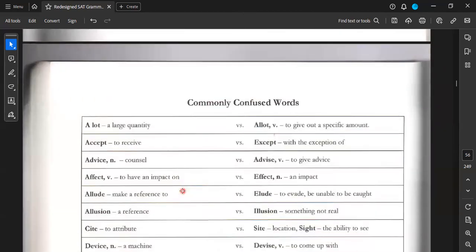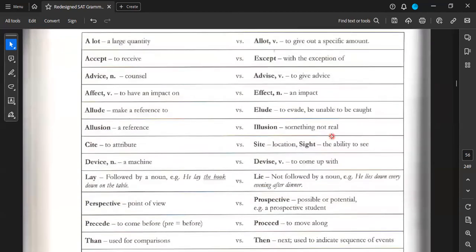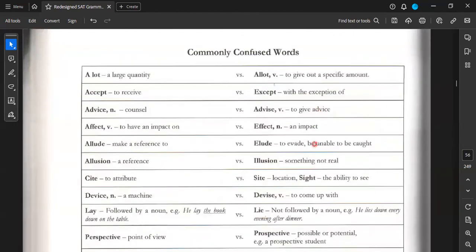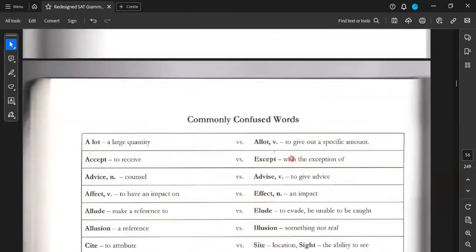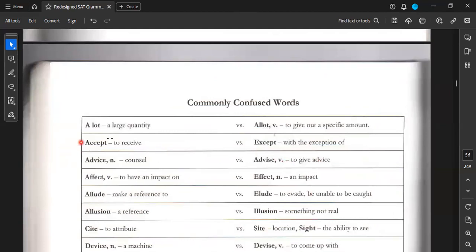Okay, and this is a list of some commonly confused words, right? So for example, you have allot. Allot means to give out something, so you like to allot money to a project, for example. You have accept, which means to receive, but then you have except, which means with the exception of. You have advice, which is a noun, right? But when you advise someone, that's a verb. You have affect, which is to have an impact on, but then the actual impact is the effect.